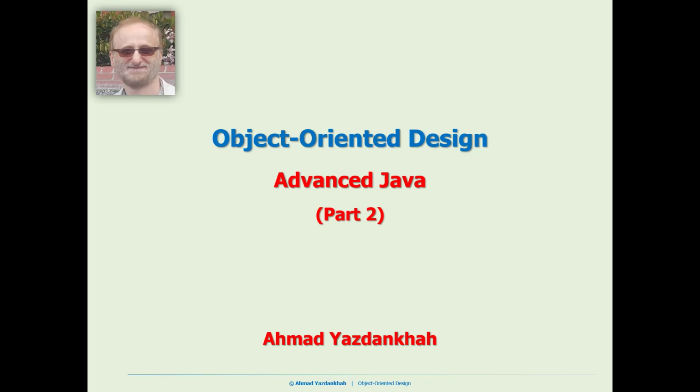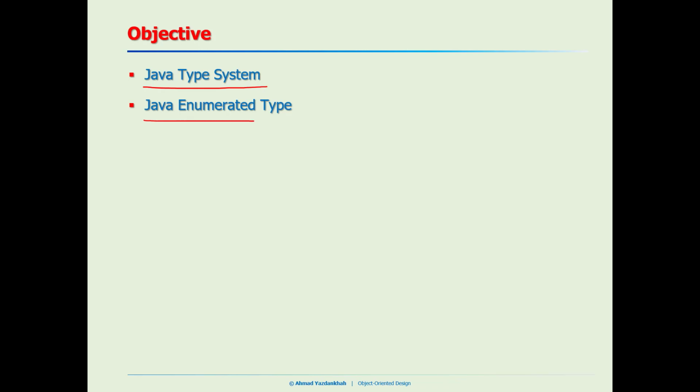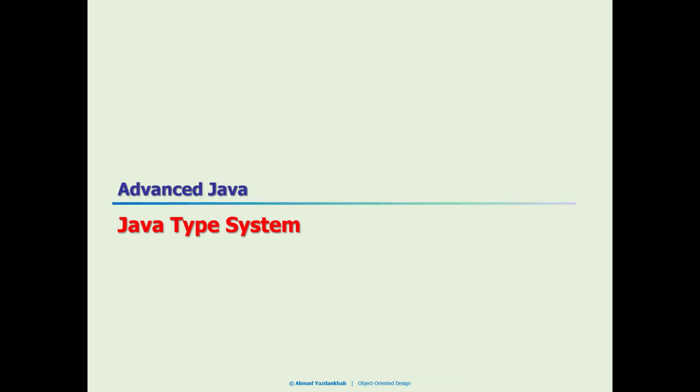Hey guys, this is the second part of the Advanced Java. Let's see what we got for this lecture. So I'm going to talk about two topics, Java type system and Java enumerated type. What is Java type system?